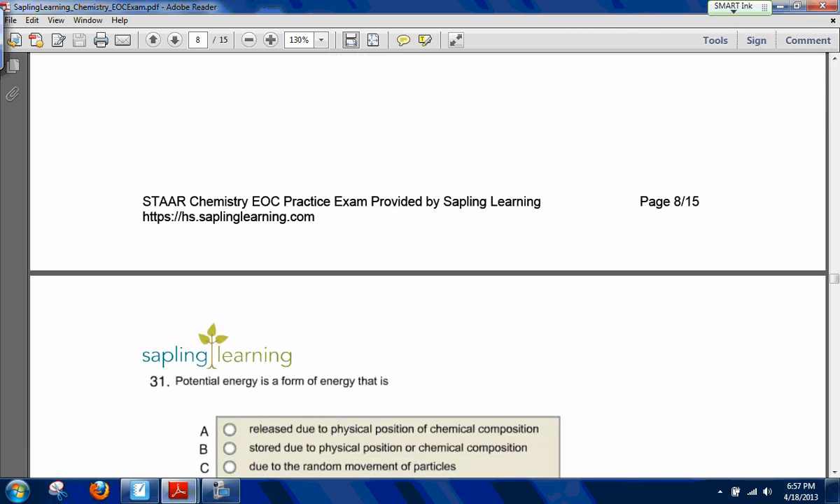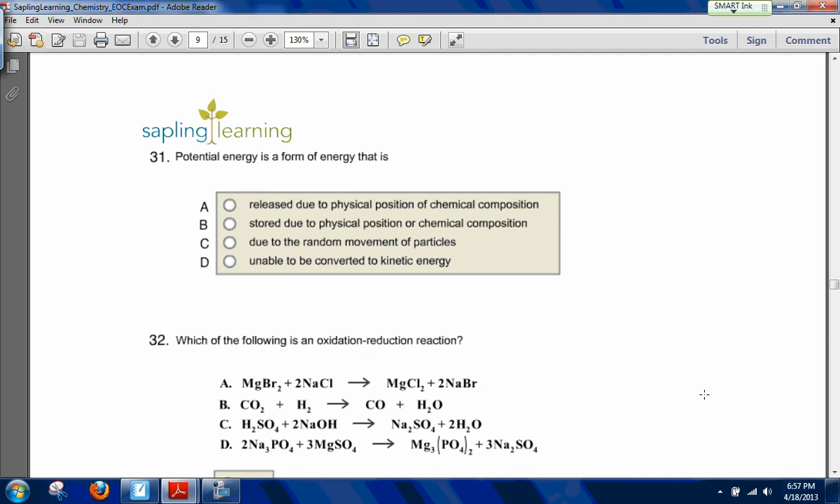Go to 31. Potential energy is a form of energy that is. Okay. Potential energy is a stored energy. We know that. It's the potential. It's like you all have the potential to be great, but if you never let that out, it never goes anywhere. So it can't be released due to physical position of or chemical composition. It's potential. It's being stored. Stored due to physical position or chemical composition.